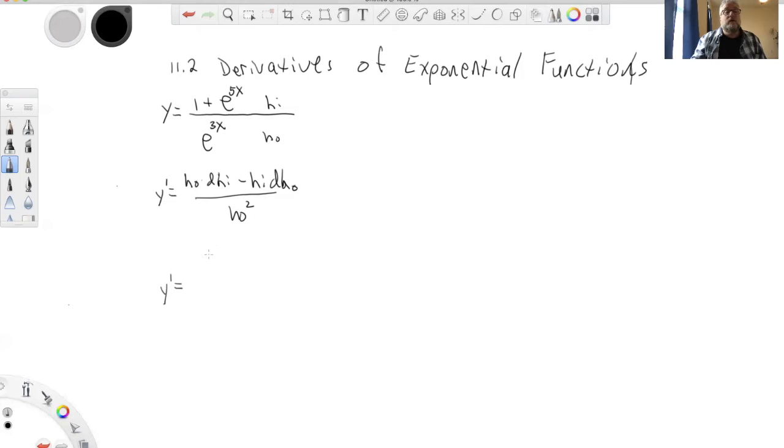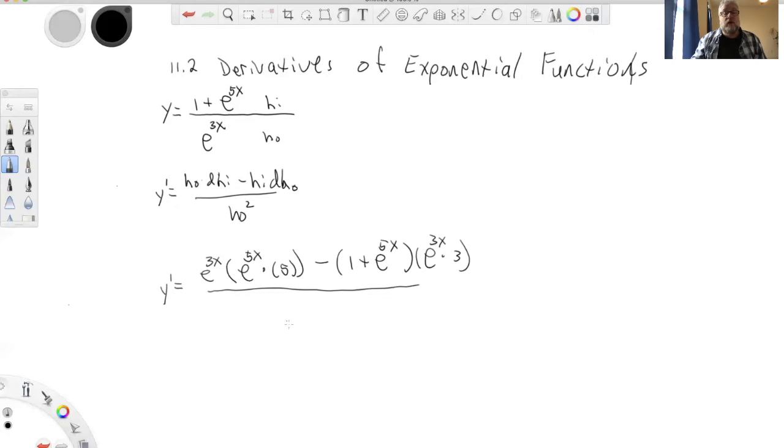So this will be ho d high, so e to the 3x. D high, the derivative of 1 will be 0. Derivative of e to the u is going to be e to the u times du. Ho d high minus high, 1 plus e to the 5x. D ho, so the derivative of the bottom, e to the 3x times 3, all over ho squared, e to the 3x squared. And we need to do some simplification there, right?